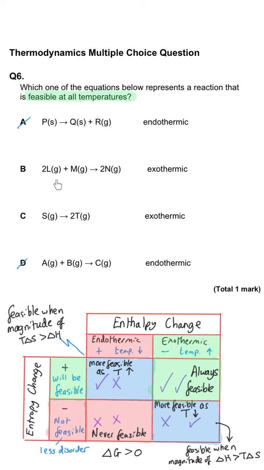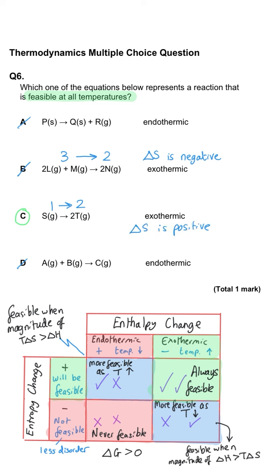So in B, we have 3 molecules on the left and 2 on the right, which means that the amount of disorder is going to be decreasing, so the entropy change will be negative, so we can rule out B. C should therefore be correct, and it is because we've got 1 molecule on the left turning into 2 molecules on the right.